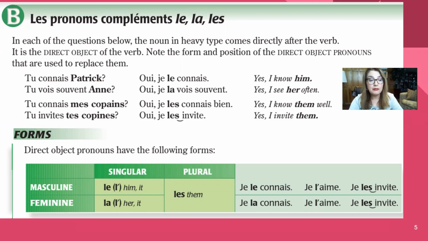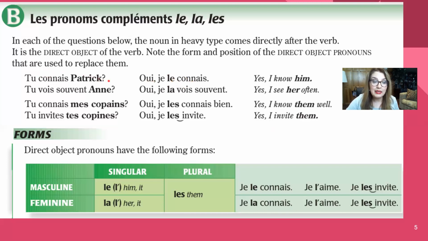Tu connais Patrick? means, do you know Patrick? The act of knowing applies to Patrick, while tu is the subject, connais is a verb, Patrick is the direct object, okay? Oui, je le connais. So to shorten the sentence, we replace Patrick, which is a masculine singular noun, with le. And where do we place it? We move it from after the verb to right here before the verb, and the sentence will look like: oui, je le connais. And literally it means, yes, I know him.